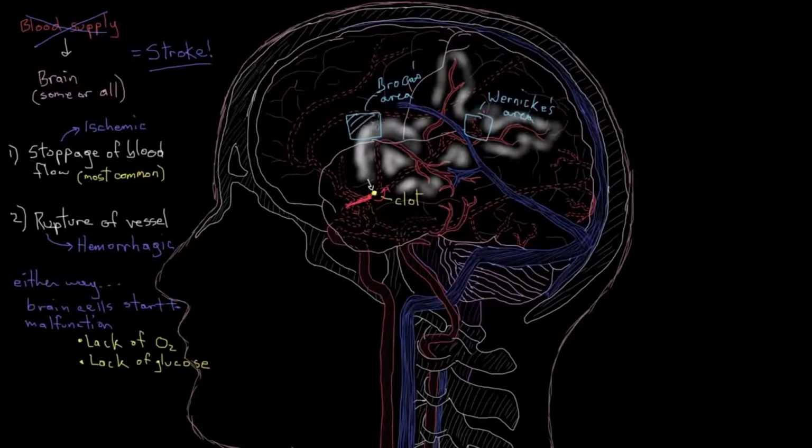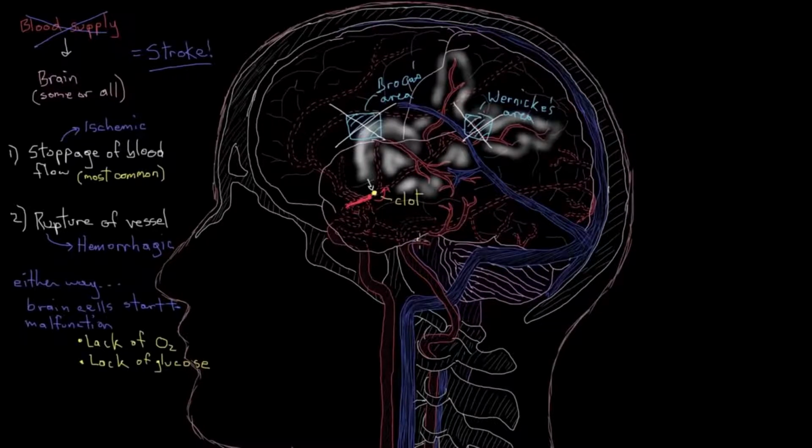And these two areas are really important in determining how you speak, or whether or not you can understand what people are saying to you. So if you get a big clot in your middle cerebral artery, and you happen to stop blood supply to Broca's area and/or Wernicke's area, you're going to end up with problems with your speech.